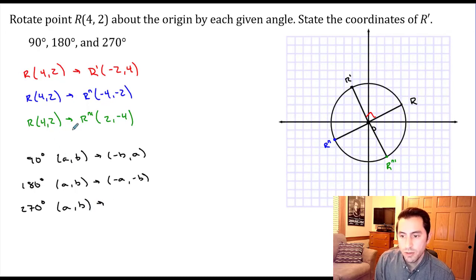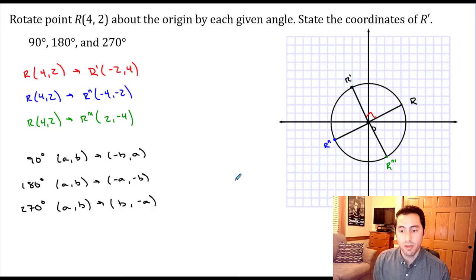And then our last one for 270, let's take a look to see what happened to these. 4 and 2, again they switch spots, so now it's 2 and now negative 4. So if we start with AB, they switch spots again, but now the second one, so A, becomes negative. And here's some shortcuts. They're general, we're using variables, and these will work for any point that we're given.